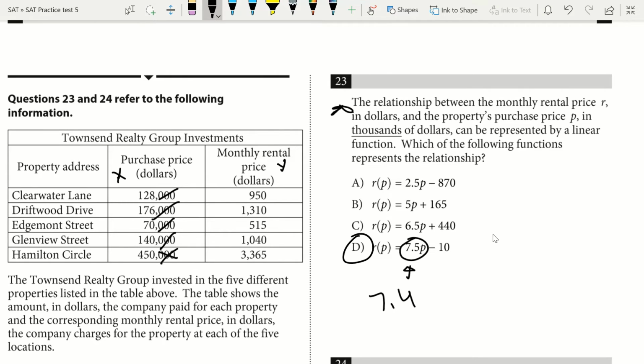So I'm looking at D as my answer choice, and I check that to make sure my y-intercept doesn't mess with it real quick. So I put in 950 should equal 7.5 times 128, and 7.5 times 128 is equal to 960. 960 minus 10 is equal to 950. I know that's my answer. So now I move on.